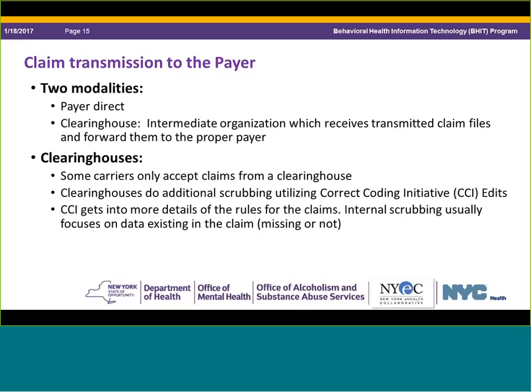That's an intermediate organization which will receive the transmitted claim files and then forward it to the proper payer. So you could have members with 7 different MCOs all going in one claim batch file to the clearinghouse. During their review process, they will send it to the proper payer. I see. So the clearinghouse is like the U.S. Postal Service, right? Yeah. Well, some carriers only want claims coming directly from a clearinghouse. They don't want them to come directly from the organizations.